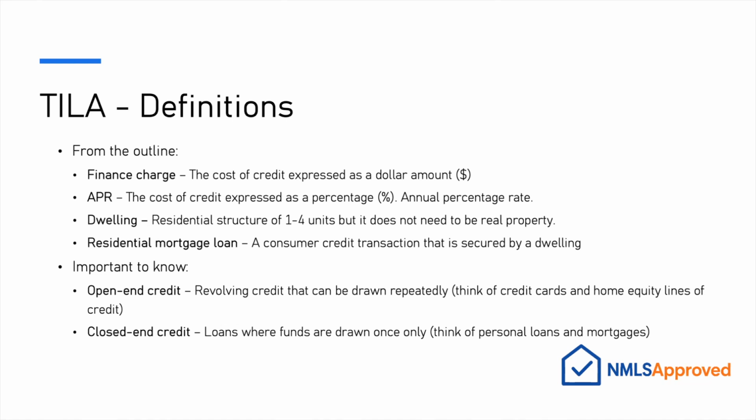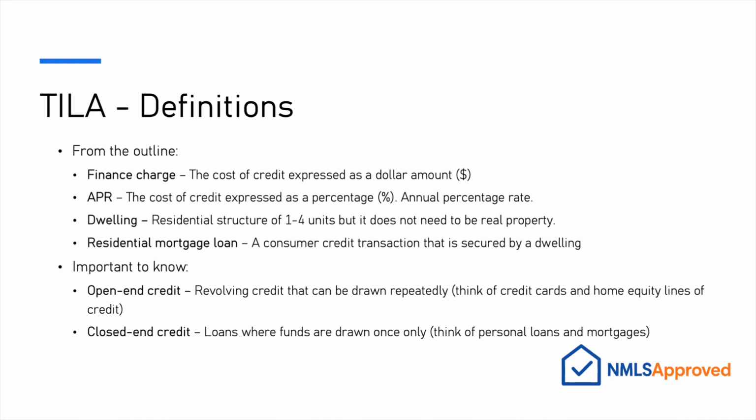So for the purposes of TILA, a residential mortgage loan is a consumer credit transaction that is secured by a dwelling. That means that if you have a manufactured home, it is covered under TILA. It is a residential mortgage loan. It's important to know 2 other definitions, and they're pretty easy, straightforward definitions. So I'm putting them here because it's kind of how the law is divided into open-end and closed-end credit.